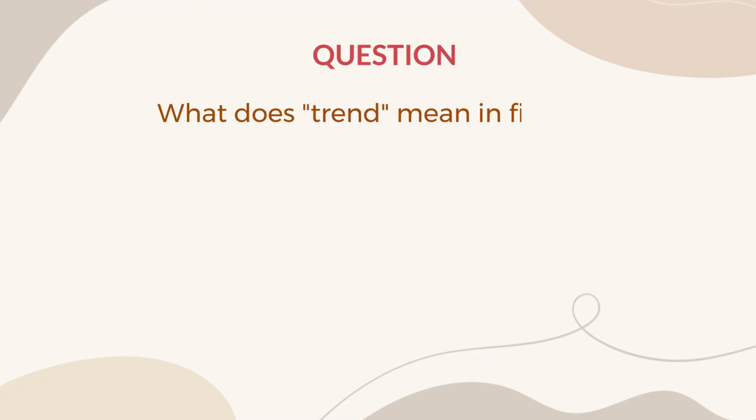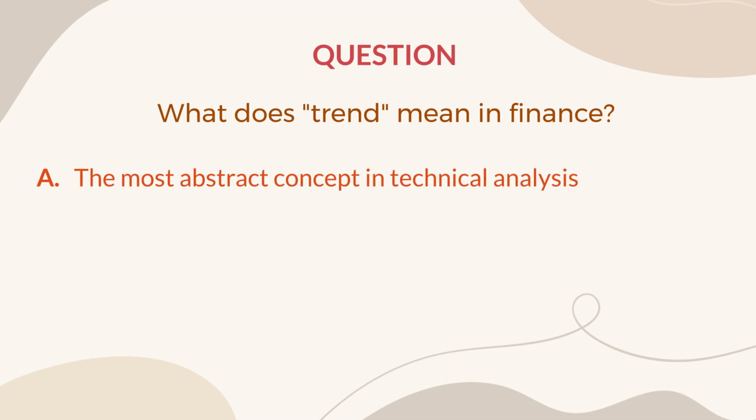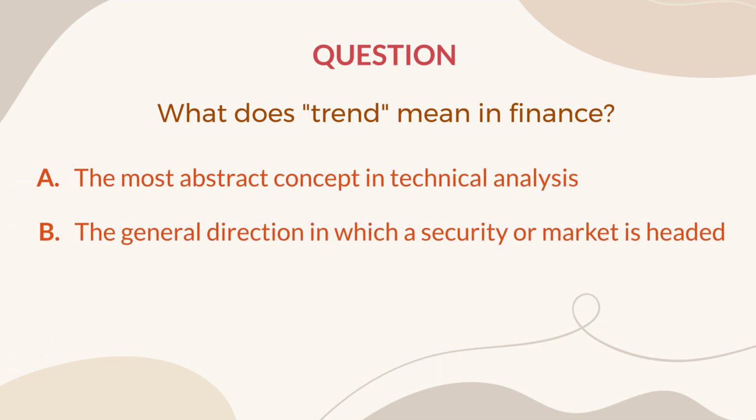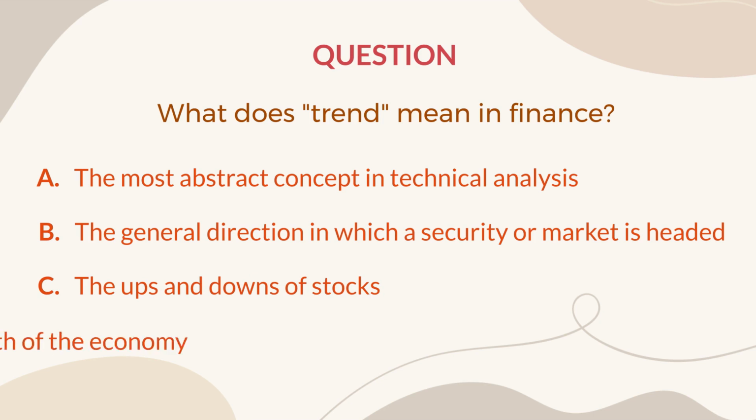Answer the question. What does trend mean in finance? A. The most abstract concept in technical analysis. B. The general direction in which a security or market is headed. C. The ups and downs of stocks. D. The health of the economy. The correct answer is B. The general direction in which a security or market is headed.